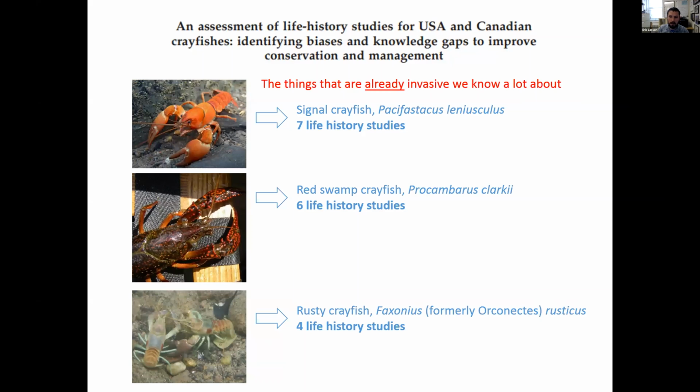Rusty crayfish, maybe our best known invasive from the Great Lakes Basin, from the upper Midwest, there are 4 published life history studies on that species. So if you were doing risk assessment for signal crayfish in the Great Lakes region, you could find information on the species. If you wanted to know something about red swamp crayfish life history for eradication, there are a good number of published studies. Many of those are not necessarily from more northern latitudes, like the Great Lakes Basin. And so we could maybe have some concerns about how a life history study from Louisiana might transfer to Michigan. But there is a decent amount of published life history data for some of these invaders.